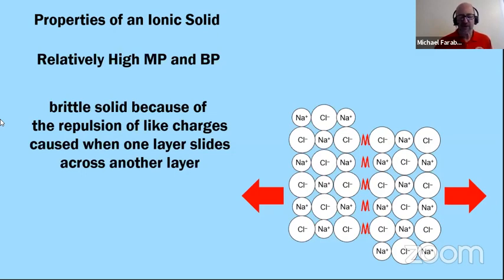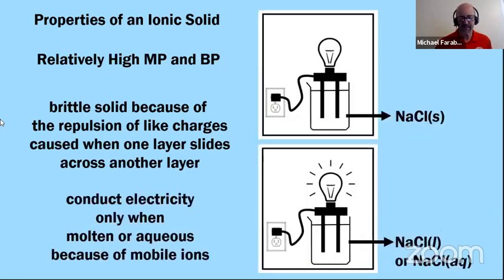And I think I mentioned in an earlier lesson that for an ionic material, it only conducts electricity when it's either melted or dissolved in water, because the ions are free to move around. In the solid state, it is not a conductor of electricity because the ions are unable to move around.